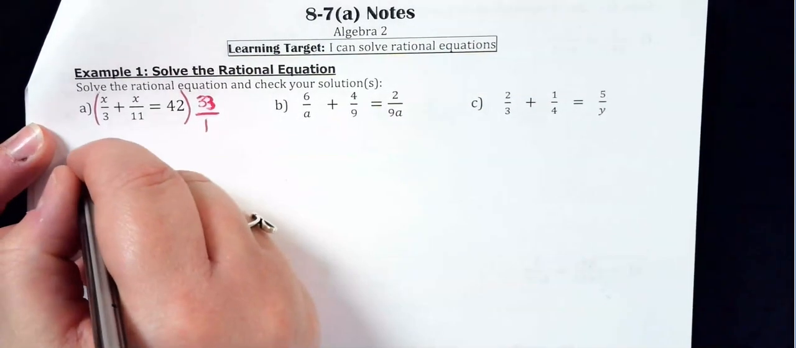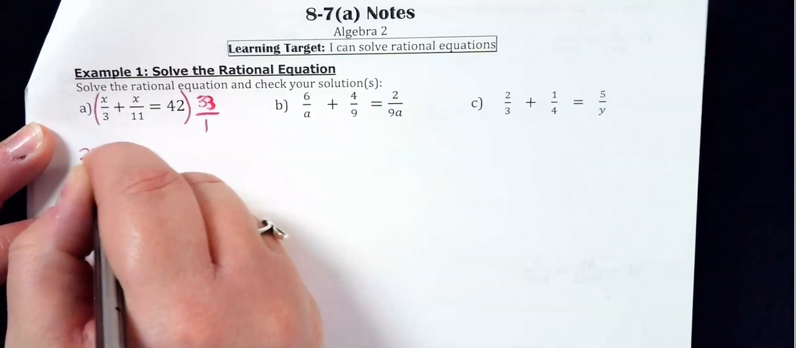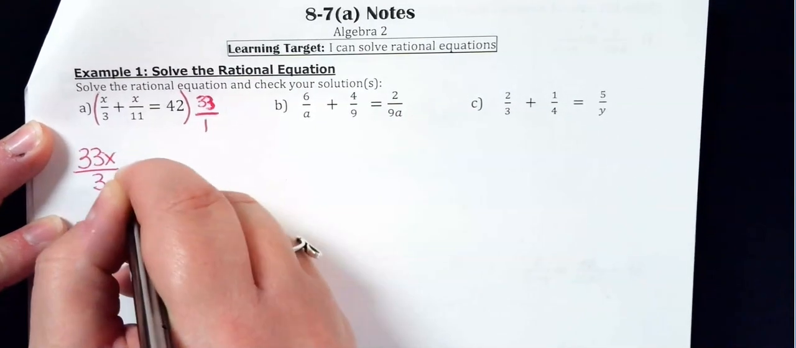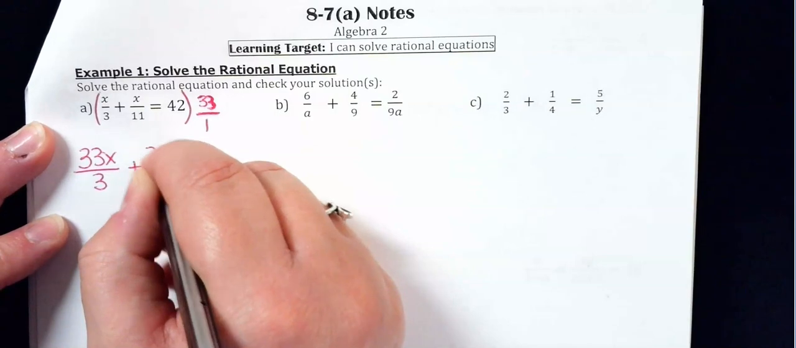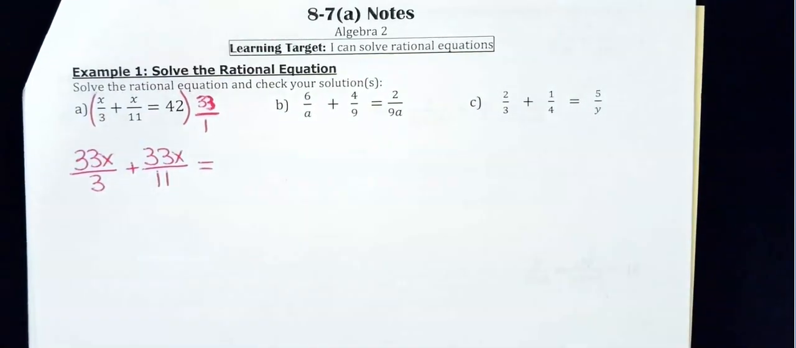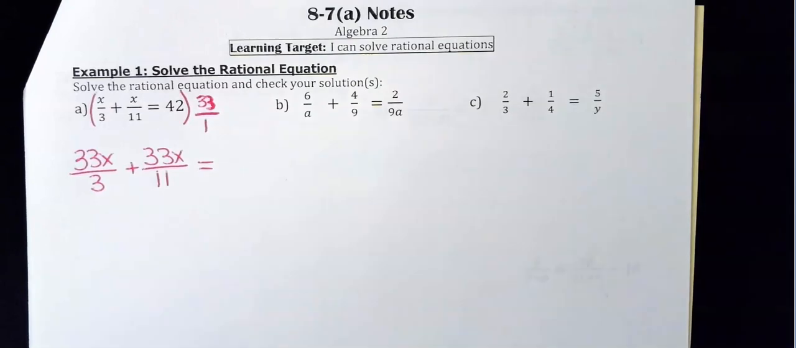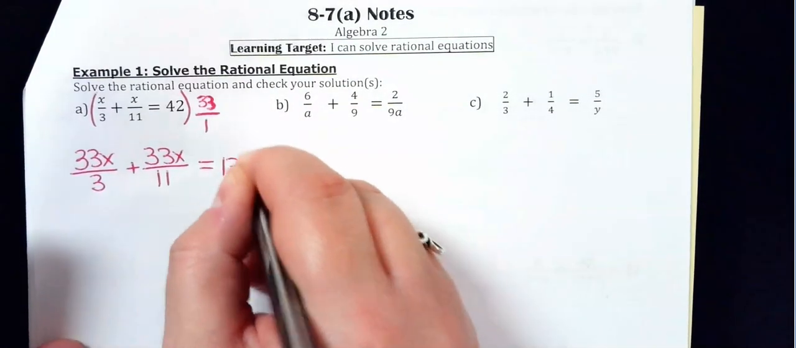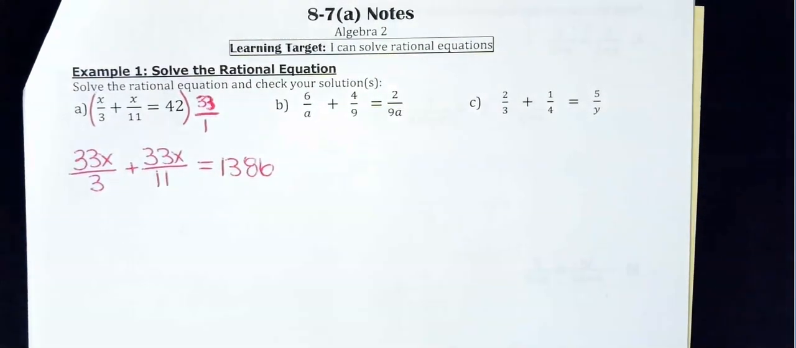So the first one, I would just have 33x over 3. Second one, I'd have 33x over 11. And then for the 42, I'm going to grab my calculator because I don't know what that is. 42 times 33 is 1386. Now here's the deal. If you picked a common denominator between the two, the fractions should just cancel out.